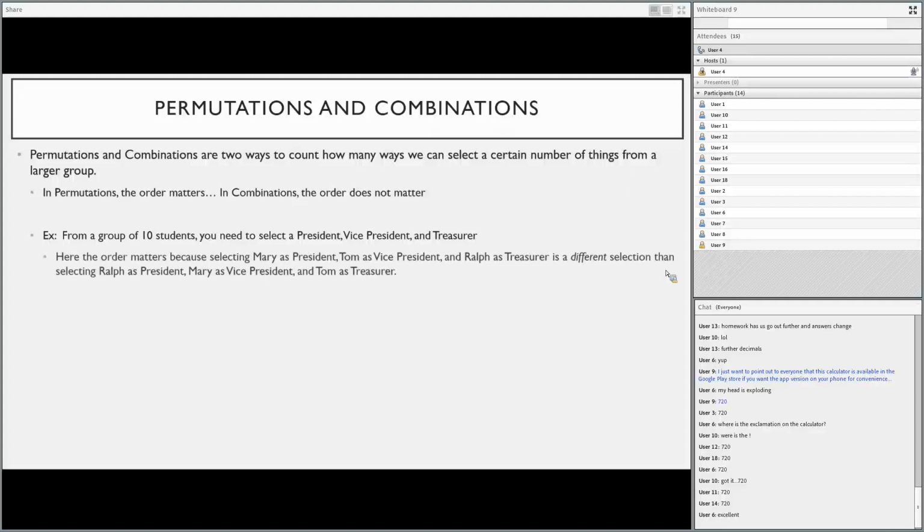I know that's a little weird to just hear, so let's do some examples and see if it makes more sense. So say you had a group of 10 students and you needed to select a president, a vice president, and a treasurer.